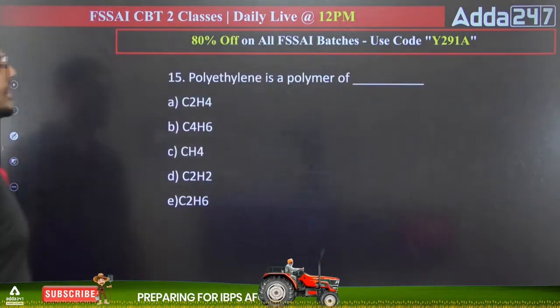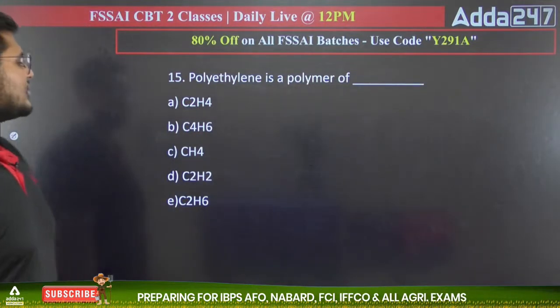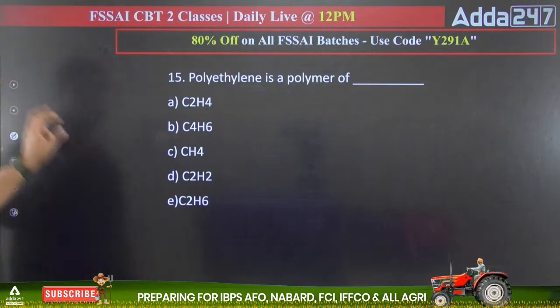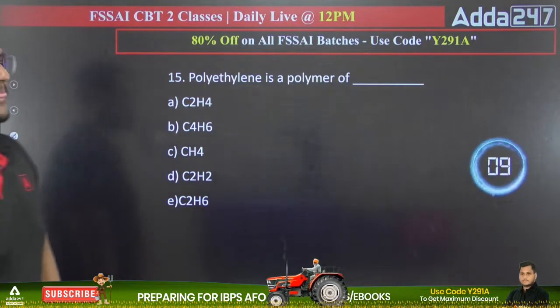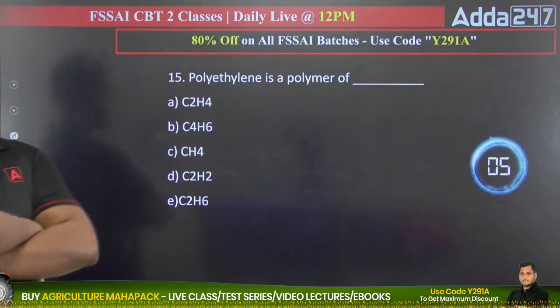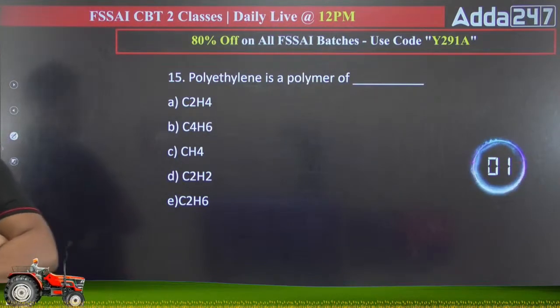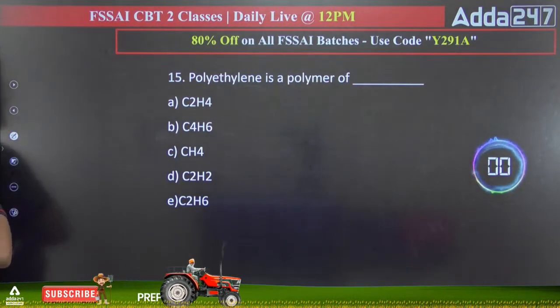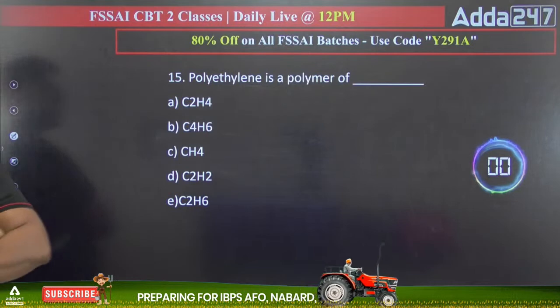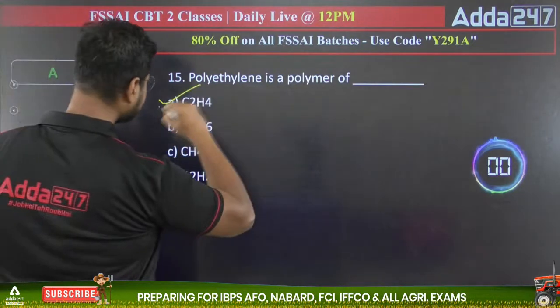Okay, polyethylene is a polymer of dash: C2H4, C4H6, CH4, C2H2 or C2H6. Polyethylene is a polymer of dash. Polyethylene is a polymer of A, that is C2H4.